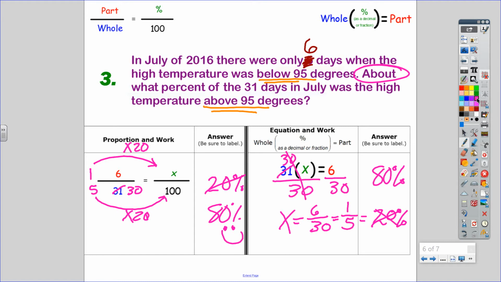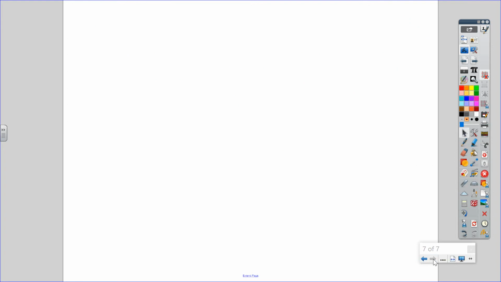So in this situation, the equation was not as complex as it was in number 2, but again, you can choose which way you like. I like the proportion table myself. It's my best friend. It always helps me organize.